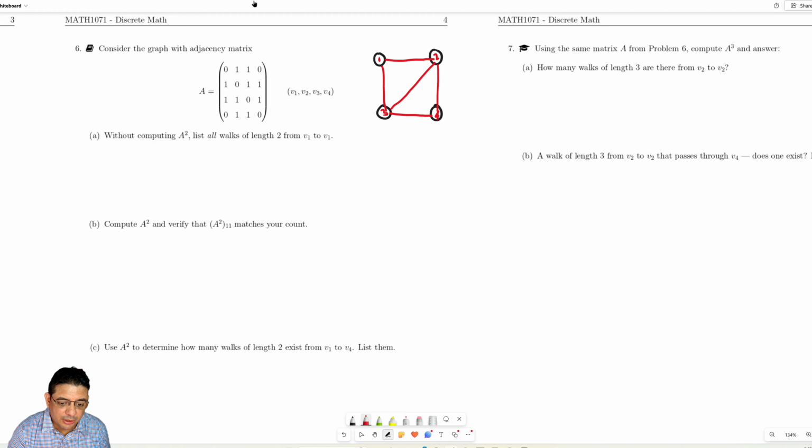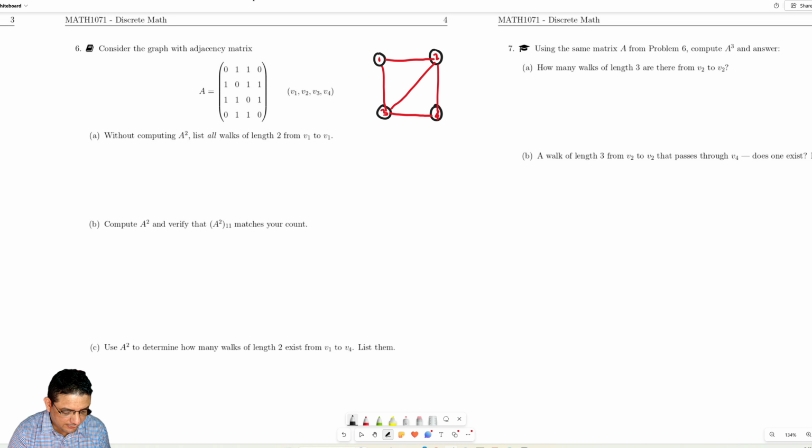Now it says, without computing, list all the walks of length 2 from B1 to B1. So pretty much I want to take a walk from B1, or node 1, go to another node, and come back. That's a walk of length 2.